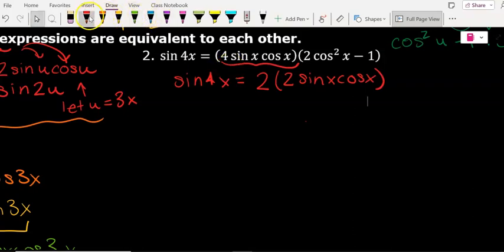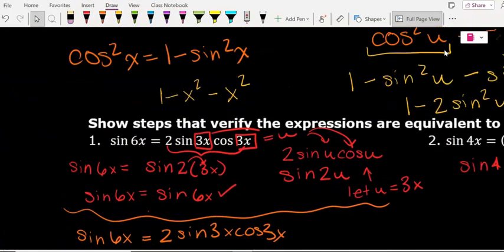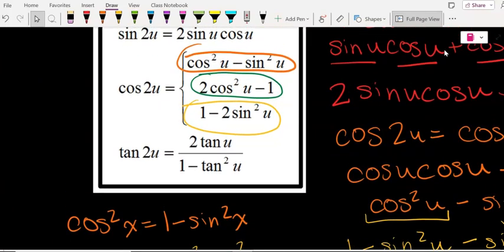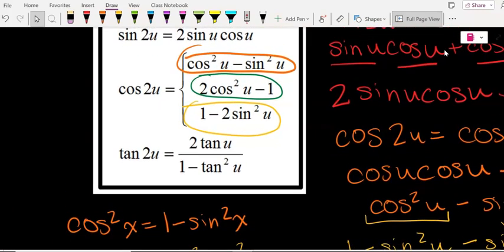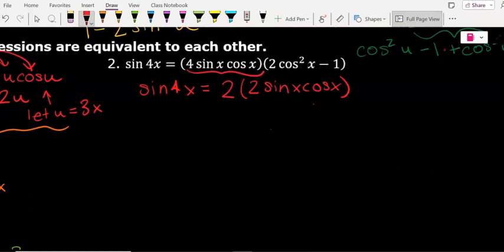Okay, so that's changing one thing. And if I have the 2 cosine squared minus 1, what's that? Well, if I come over here, 2 cosine squared minus 1 is going to equal cosine 2x. So that's what I'm going to have here. So I'm going to change that to cosine 2x. Okay, so that's what we've got there. Okay, we're getting somewhere. Now we just kind of need to change some things around.